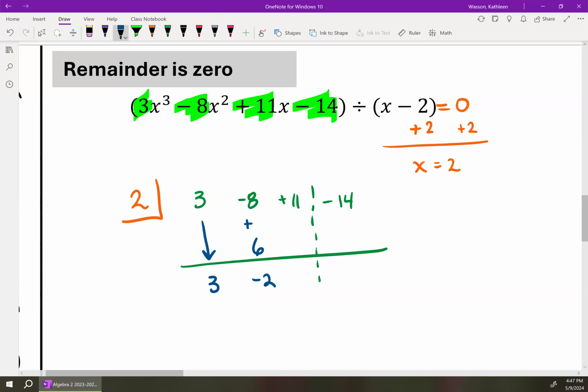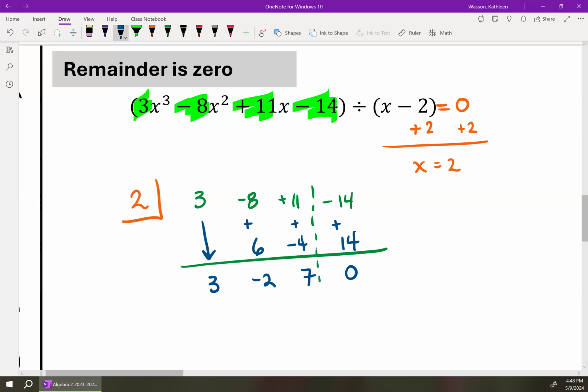So I have -2 times 2 is -4, and I add to 11, get positive 7. And I multiply by the number on the shelf. 7 times 2 is 14. I write that to the right on the line, and then I add. Negative 14 plus 14 is 0. That's why it says here remainder is 0.